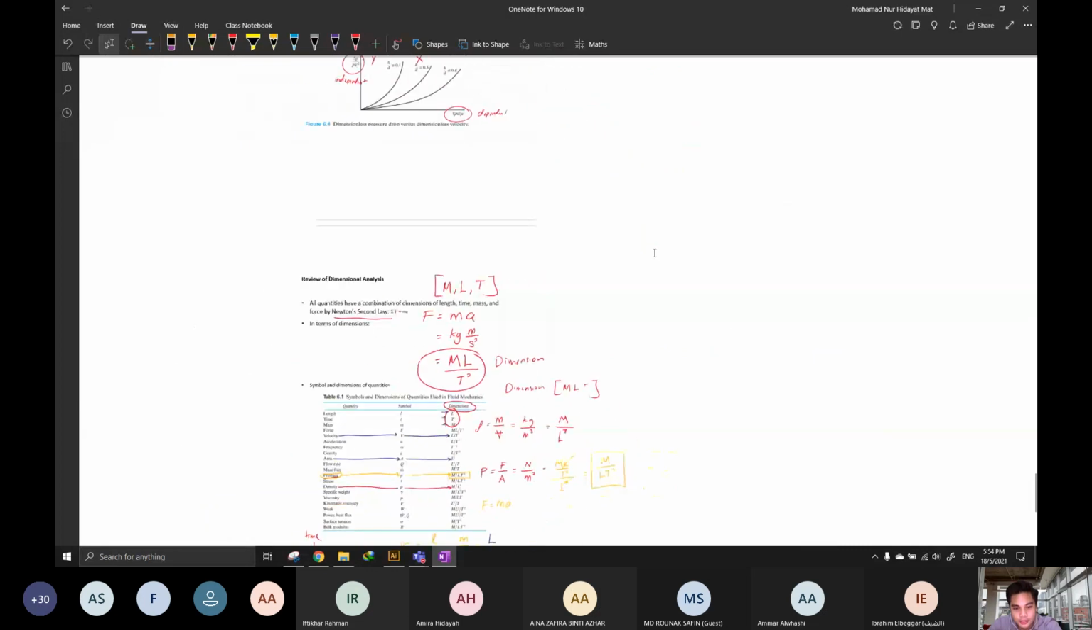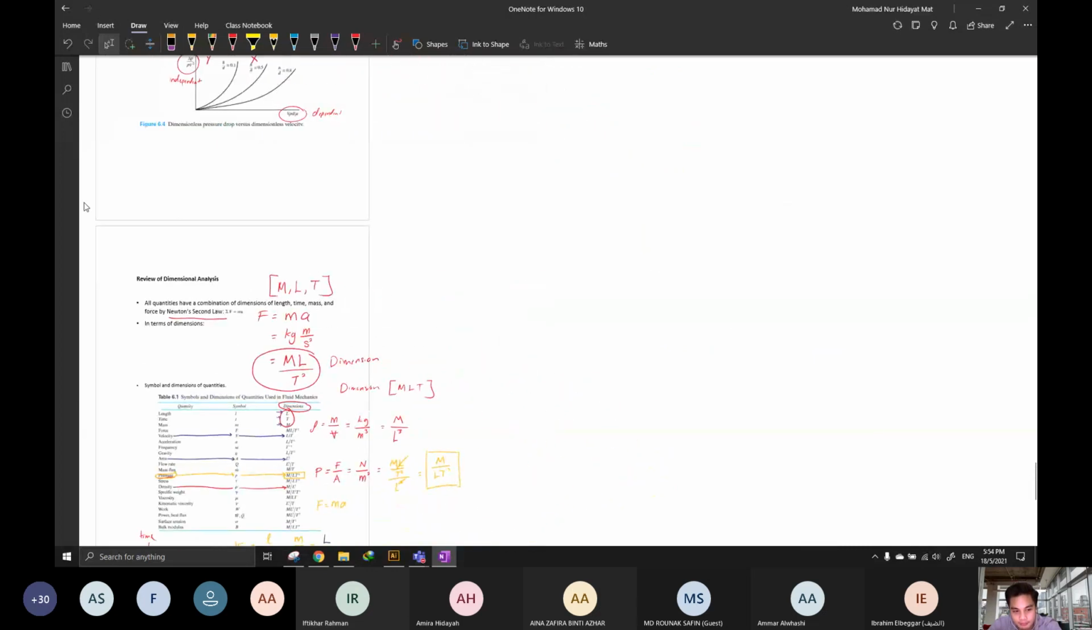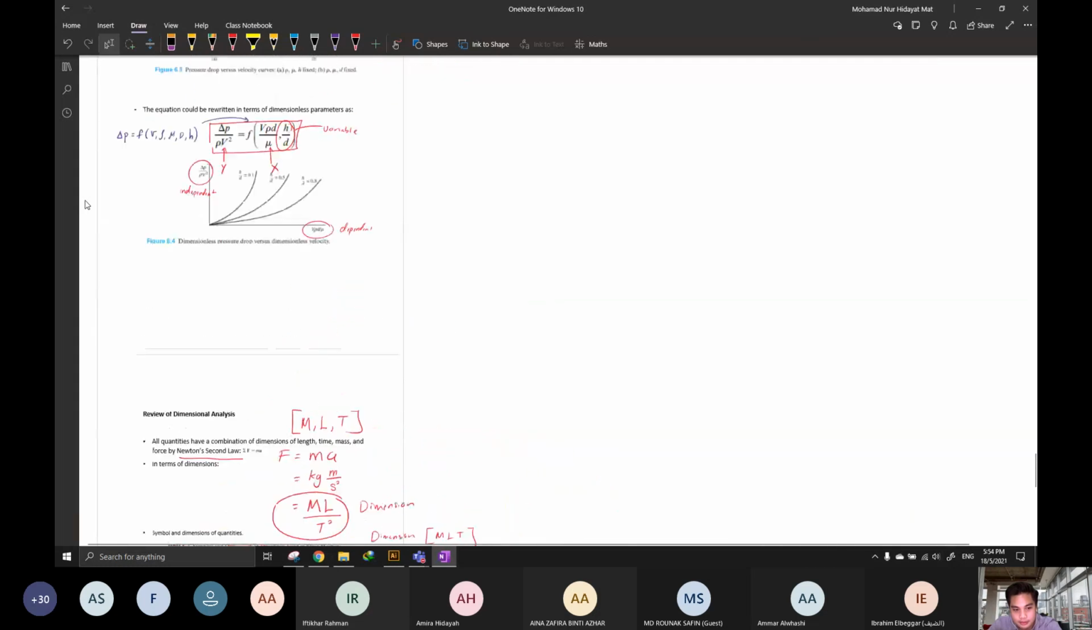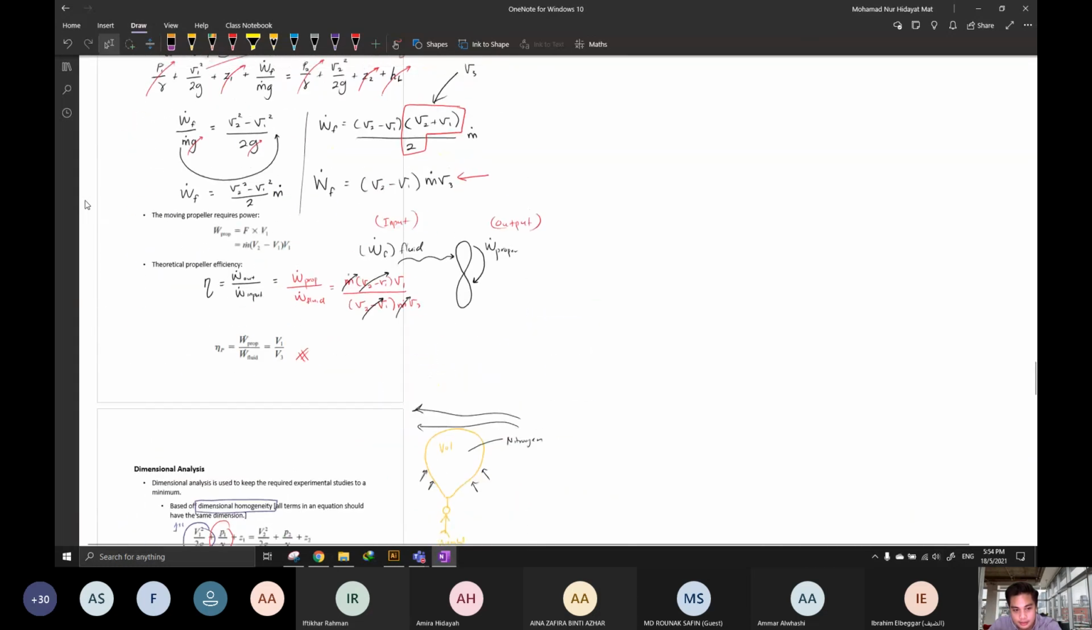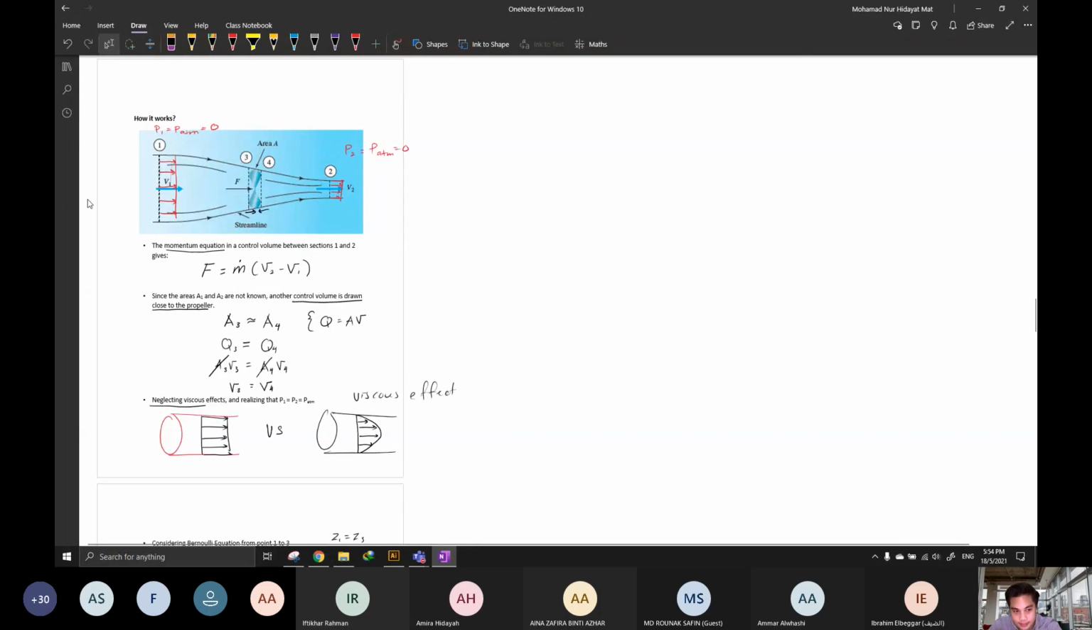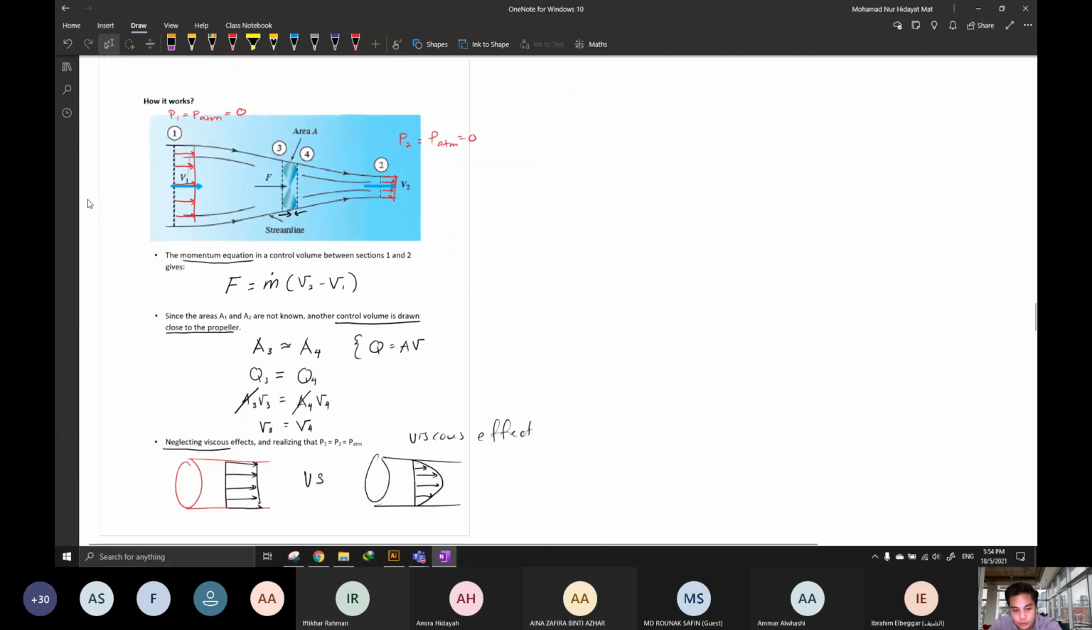I think that's all for today. Thank you very much for your time. It is only one hour and now we covered the dimensional analysis. We covered the propeller in theory as well as the deflector. I already posted the tutorial question on this chapter. Please look at it in order to understand by working on the examples.